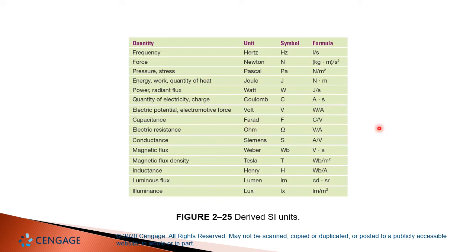Capacitance will come up when we talk about capacitors. Electrical resistance is measured in ohms. We use the Greek letter omega here. That again is volts divided by amperage. That's another version of Ohm's law. We'll also get into conductance, magnetic flux, inductance, etc., as we go through the semester. But for now, definitely know ohms, definitely know coulombs, definitely know volts, definitely know amps.